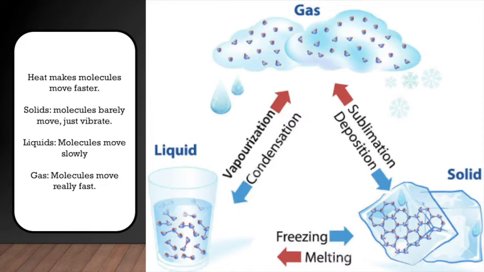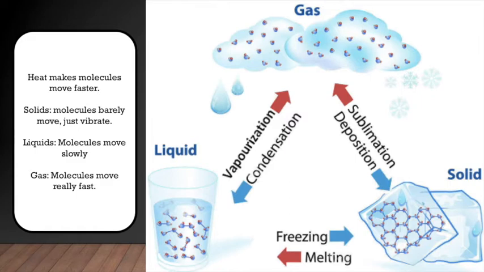very, very slowly. If we continue to add heat to the liquid, it's going to start to vaporize, meaning that the molecules in the liquid are going to start moving faster and farther away from each other until we cannot practically see these molecules, like happens with gas or water vapor.